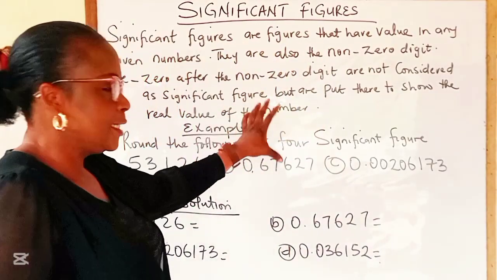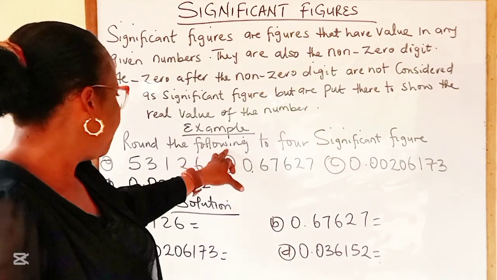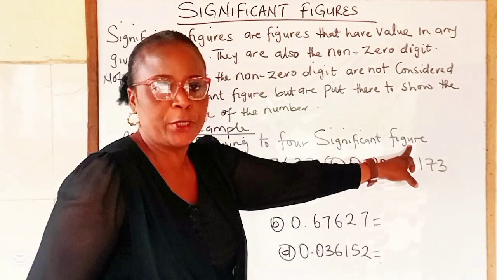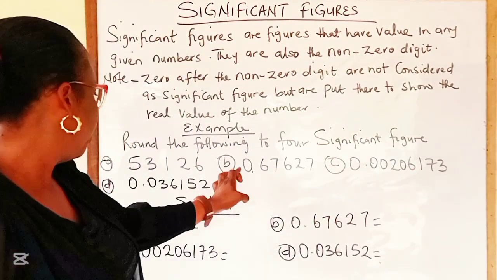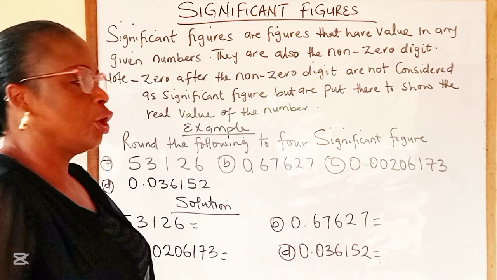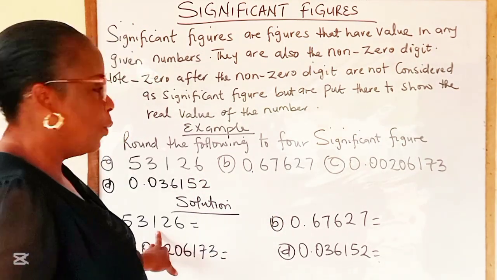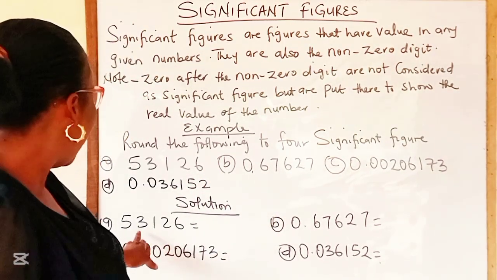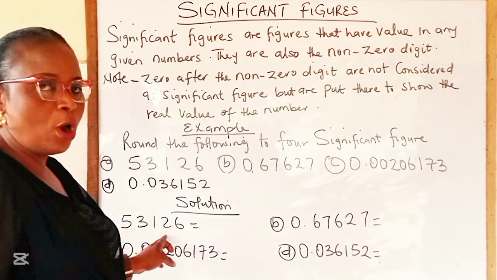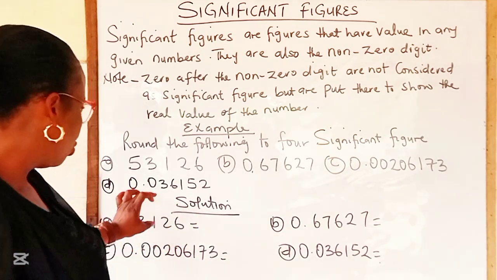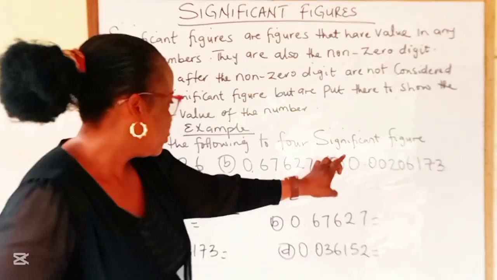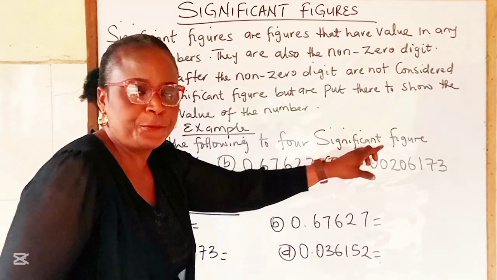All right, look at this number we have here. Round the following to four significant figures. We have this number here. Solution. Okay, look at number one here. We have 53,126. We are going to round it to four significant figures.